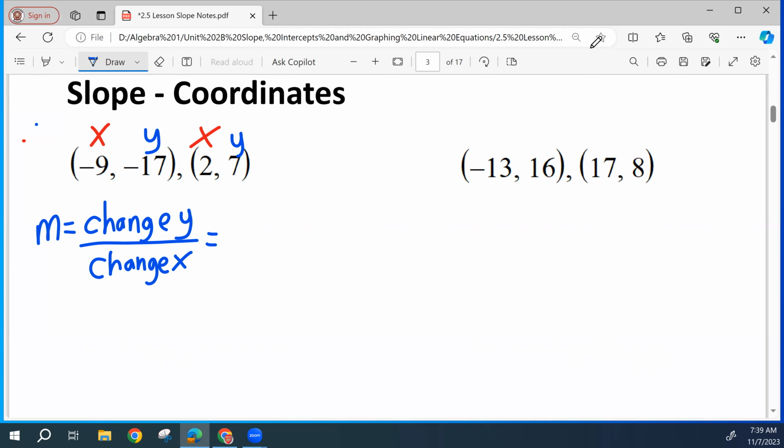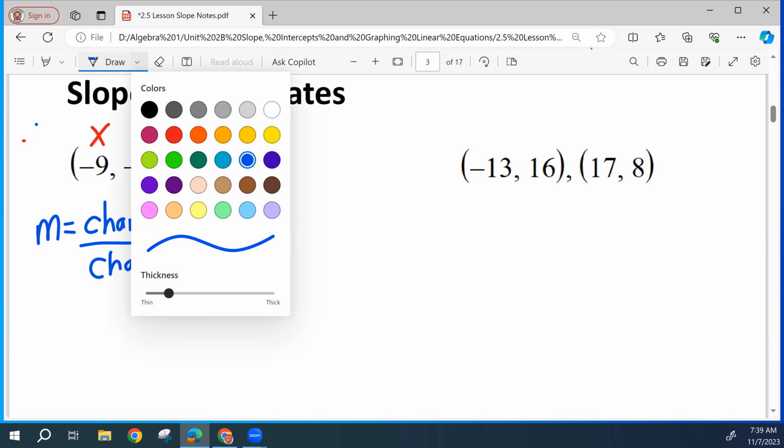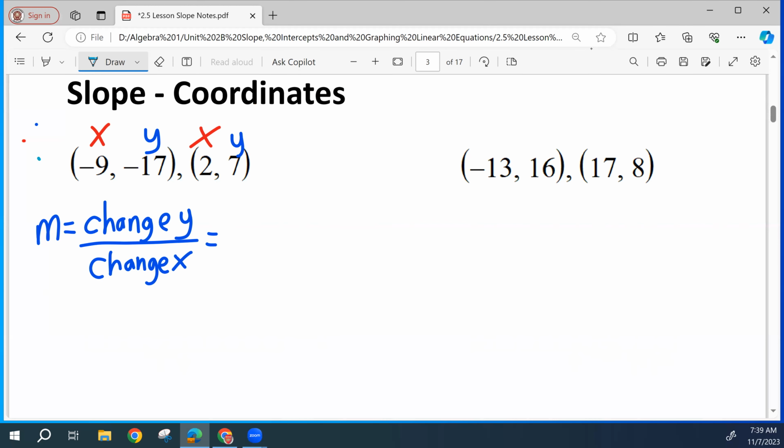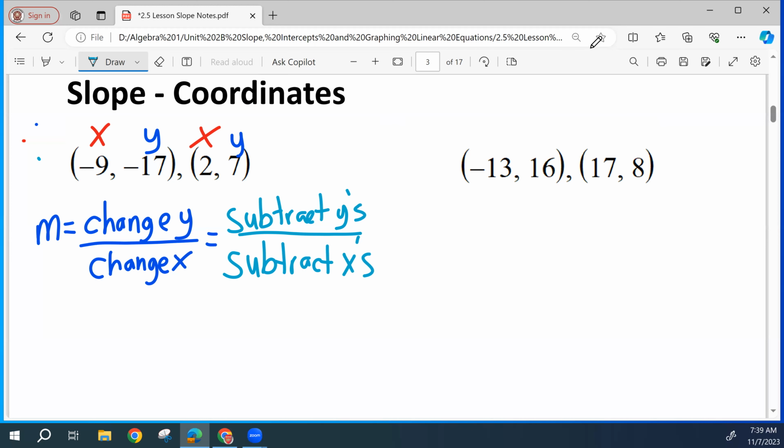Change means subtracting. When I pay for something at the store and they give me change, the way they figure out how much I get back is by subtracting what I owe from what I gave them. And so if we want to find the change in y, we are going to subtract the y's. So another way you can think about it is we need to subtract the y's, subtract the x's. That's a little bit longer. We can just say change in y over change in x.